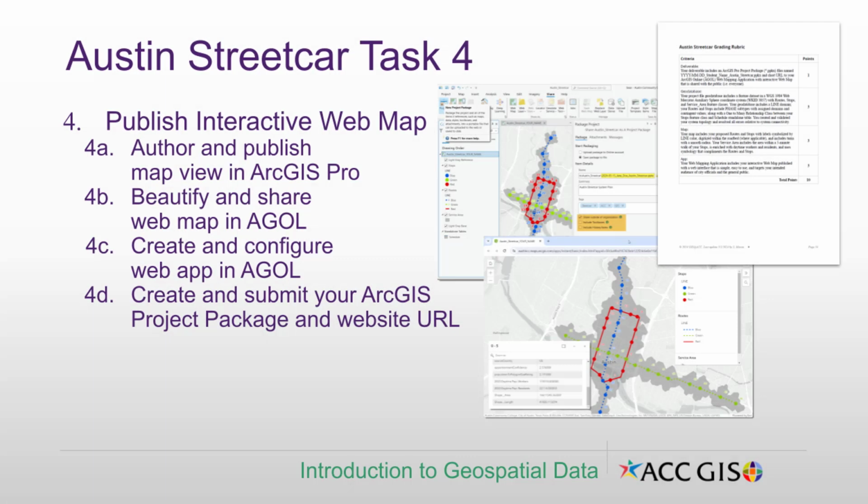In Summary Task 4, you'll publish your interactive web map. You'll author and publish the map view in ArcGIS Pro, beautify and share the web map in ArcGIS Online, and create and configure the web app in ArcGIS Online. Then you'll create and submit your ArcGIS Pro project package and website URL to the Blackboard course website by the project due date.